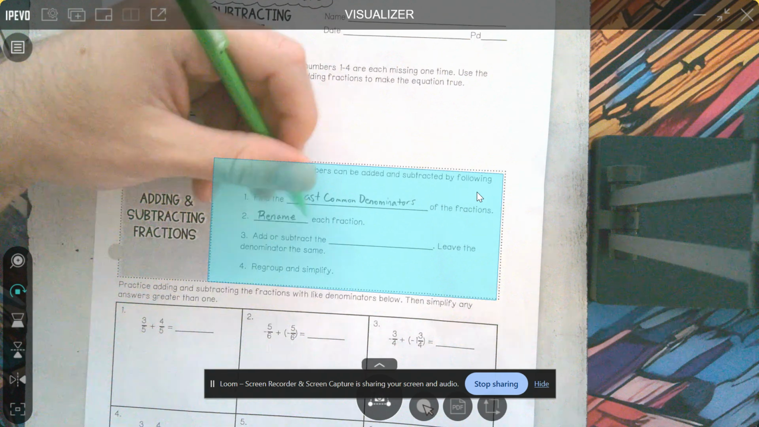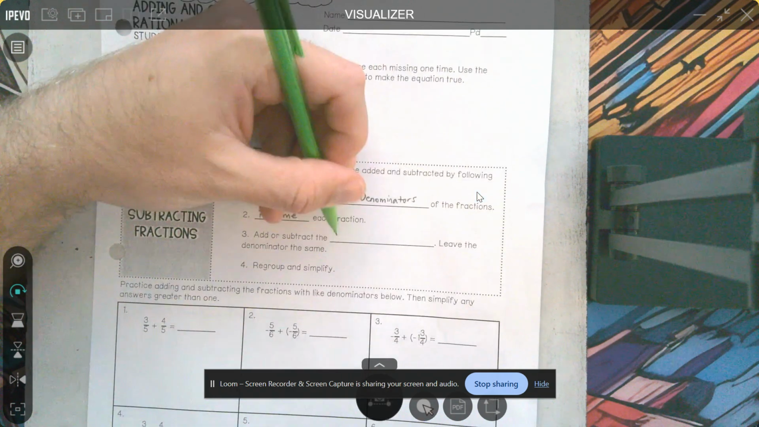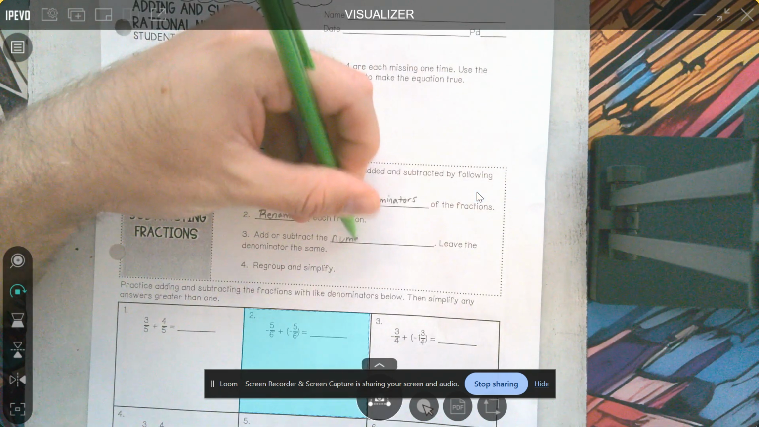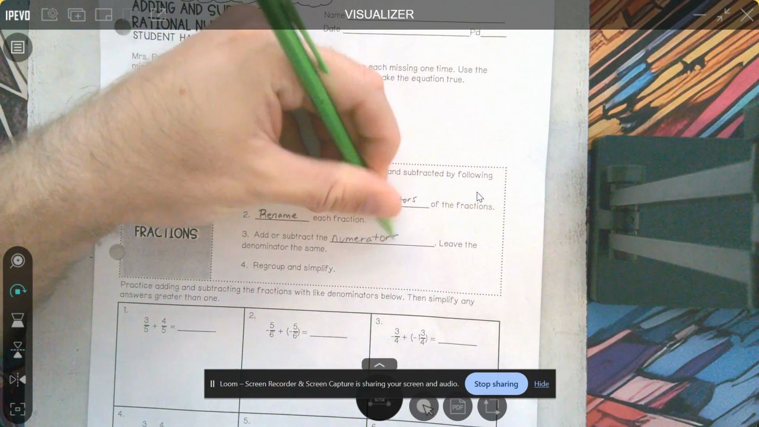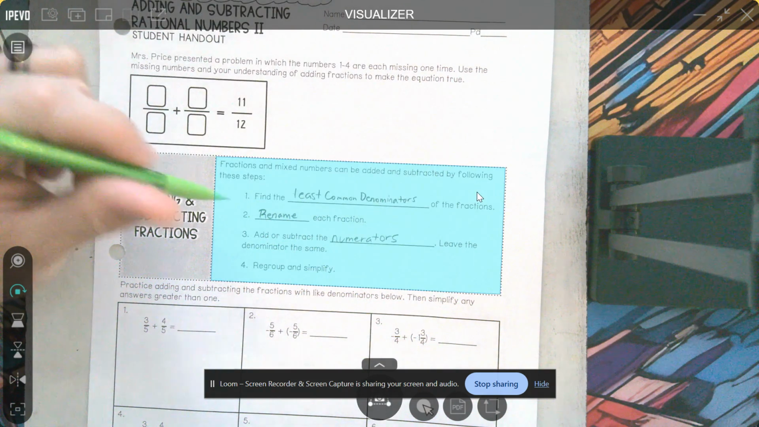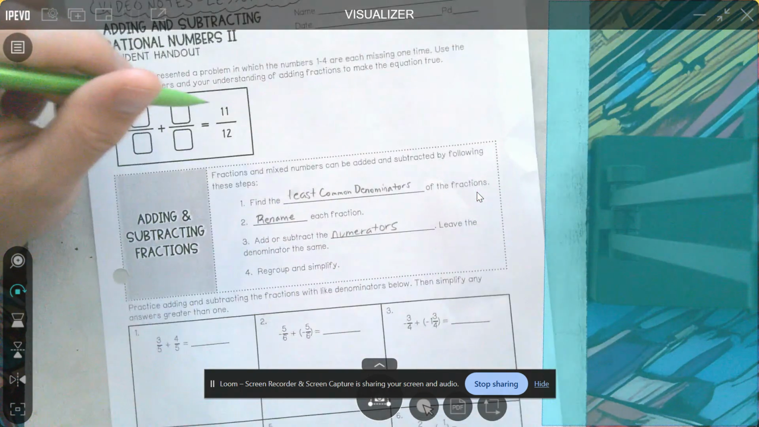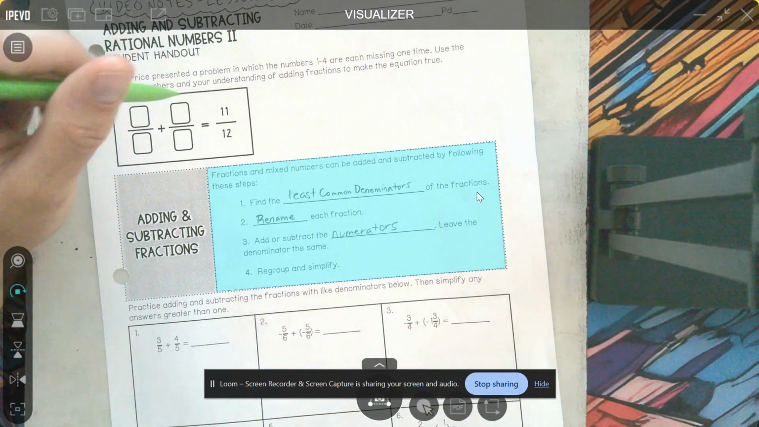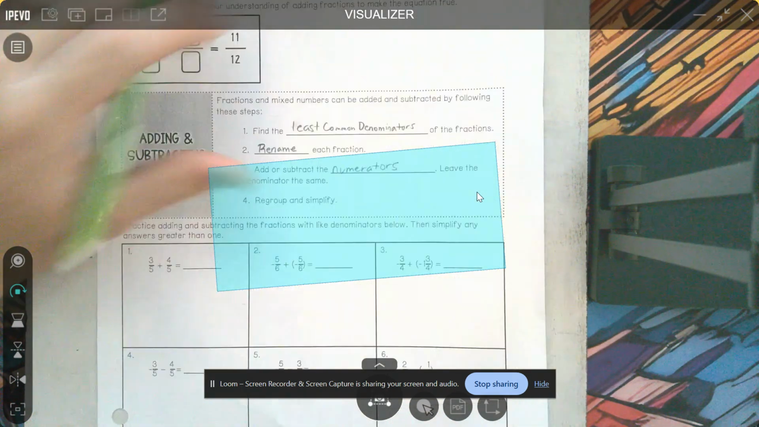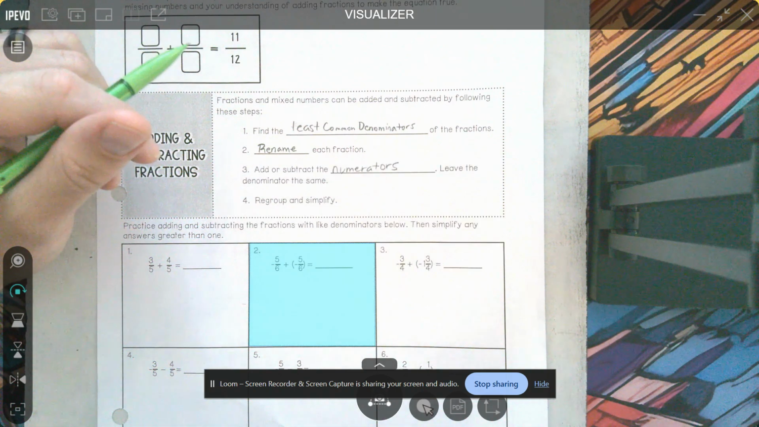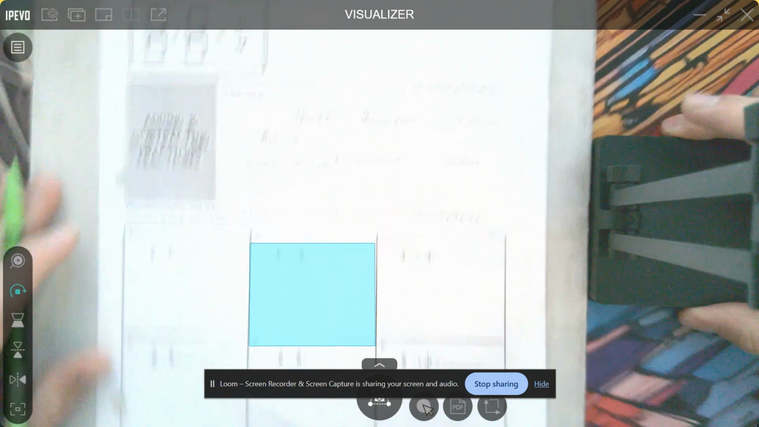And then once we have common denominators, we rename them. Then we can just add or subtract the numerators and leave the denominator the same. Once we add or subtract, then we can regroup and simplify. Okay, we always want to simplify our fractions if we can. Makes it a little bit easier to work with. All right, let's do our first example together.